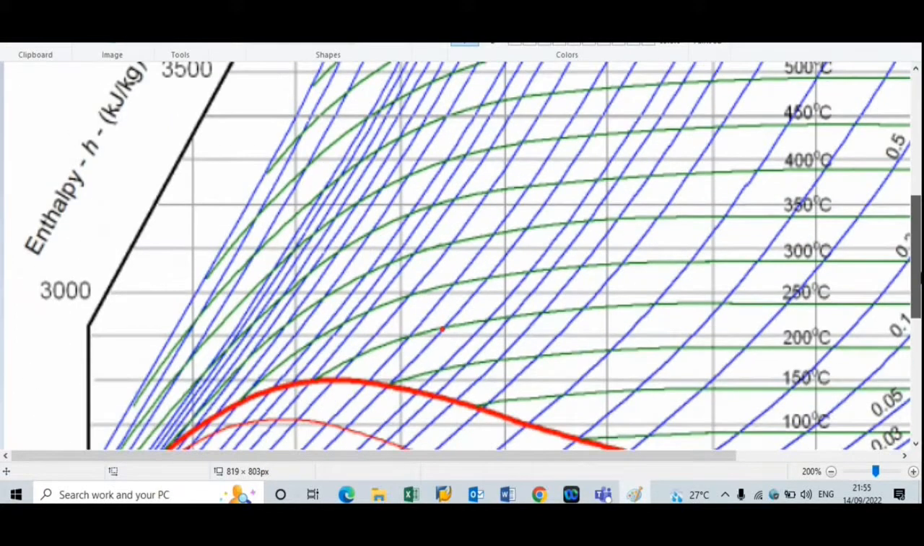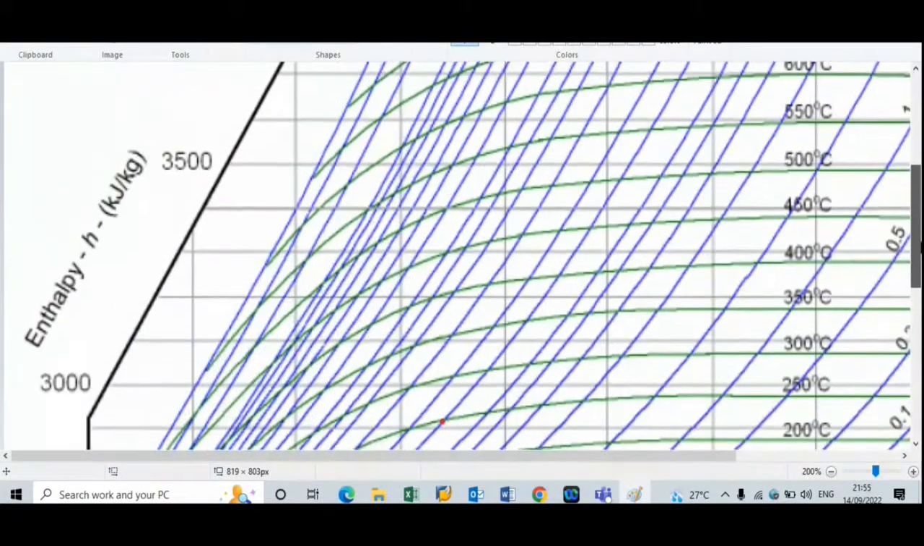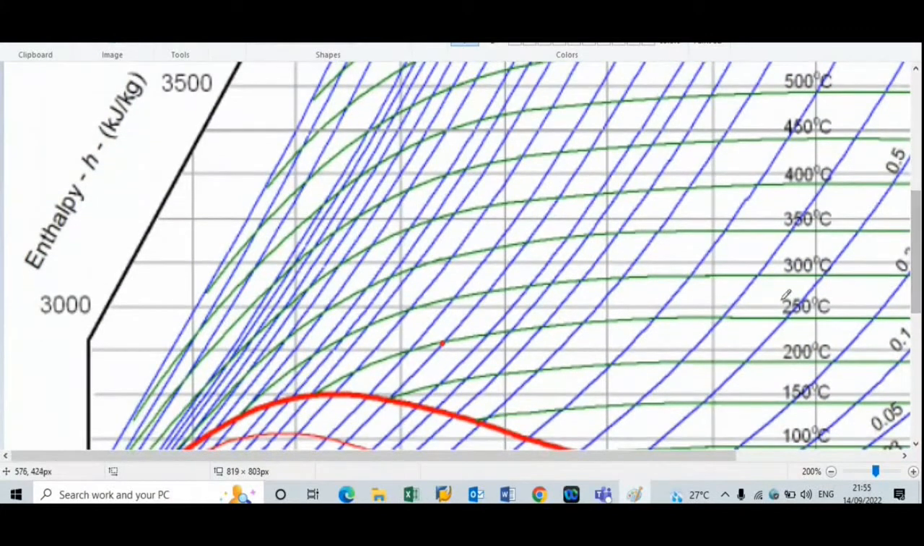So the temperature is 250 degrees Celsius. If we observe, here is the line with 250 degrees Celsius, and here is the point of intersection. So this point will be point 1. Now how to find the enthalpy at this point? We will take one line passing through this point, so we will draw one horizontal line here.